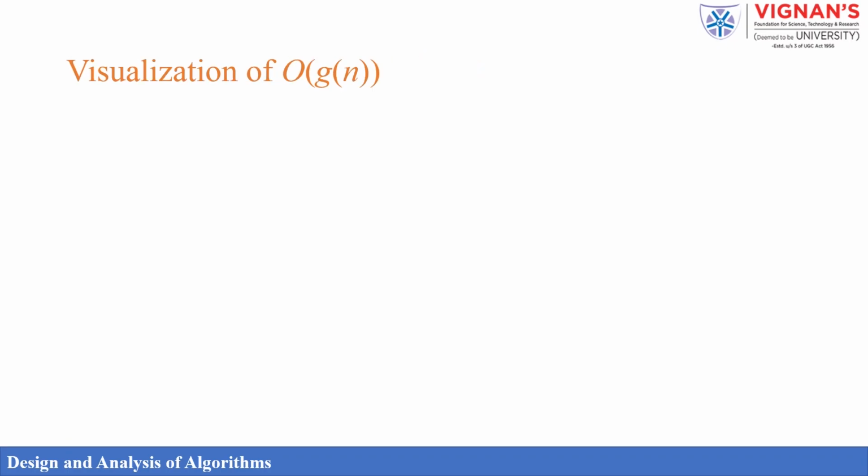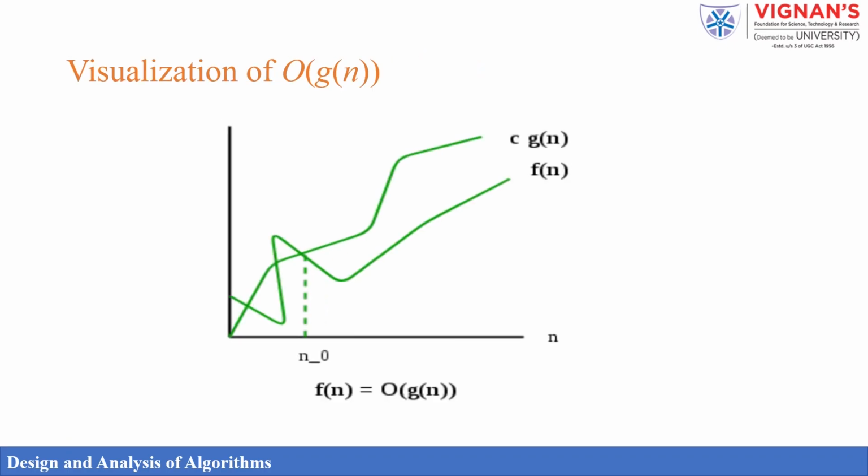The graphical representation of big O can be given as below. This graph shows the maximum speed at which the algorithm can grow. After a certain input size, the actual running time curve stays below the upper bound curve. This means big O gives an upper limit on the algorithm's running time.